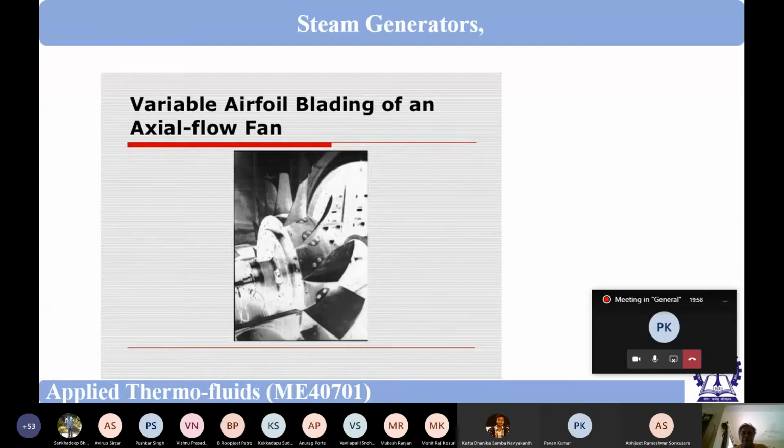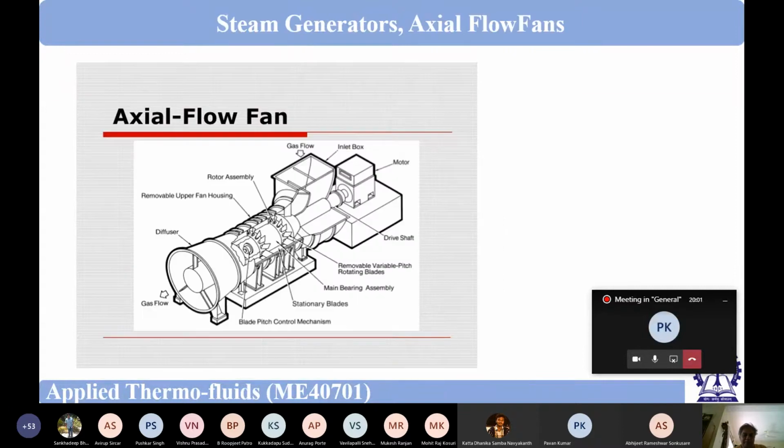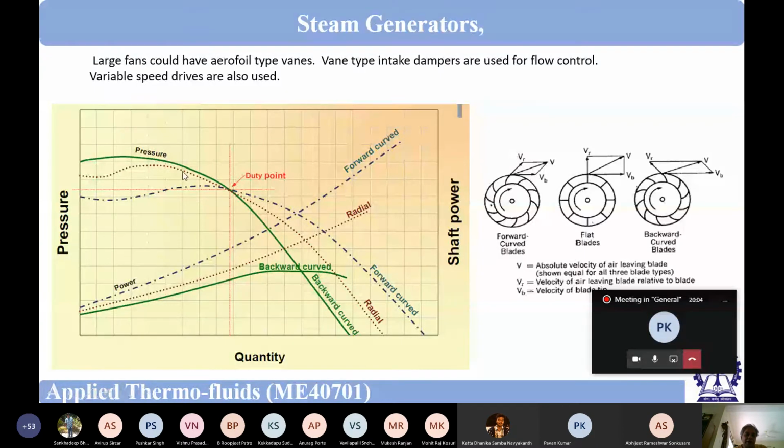Let me tell you one thing. Let me go back a little bit. Here I have one curve that is for a particular RPM, one set of curves. So if I change the RPM, I will get another set of curves. If I increase the RPM, my curve will be something like this. And if I decrease the RPM, my curve will be something like this. Similarly, in the case of an axial flow fan, I will have different characteristic curves for different pitch angle adjustments.